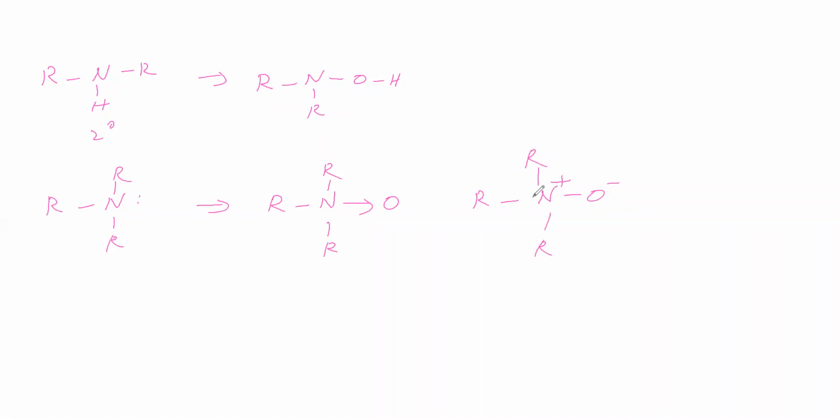Next, we'll see oxidation with air. Oxidizing agent is air. Aliphatic amines undergoing oxidation give N-oxide. Aromatic amines undergo fast oxidation. Next, carbylamine reaction. Primary amines will undergo carbylamine reaction to give isocyanide.